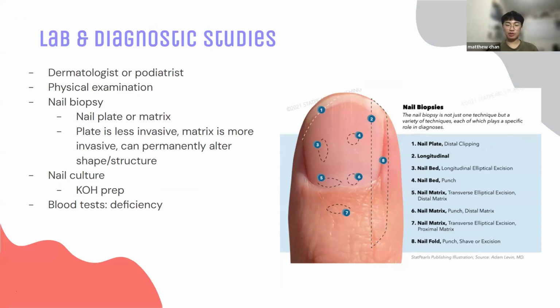Or they could do a nail culture. So basically, they take clippings of your nail and then combine it with potassium hydroxide, and that will determine if you have a fungal infection or not. Or you could do a blood test to test for any deficiencies which would cause abnormalities in your nails.